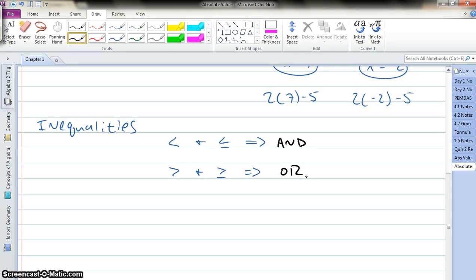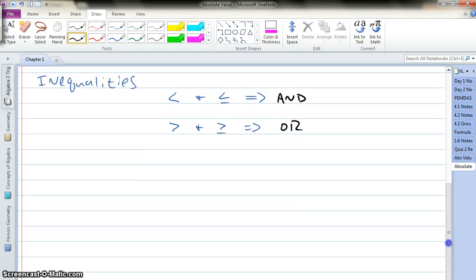Alright, again, less than and less than or equal to is associated with between the positive and negative values, therefore it's "and." Greater than and greater than or equal to means beyond the positive and negative values, so that's why it's associated with "or." So we're going to do two more examples here.